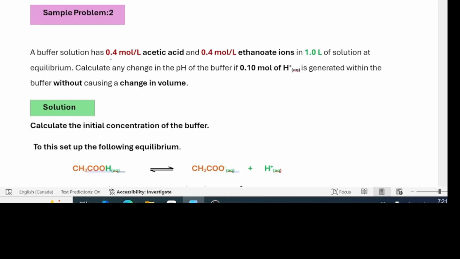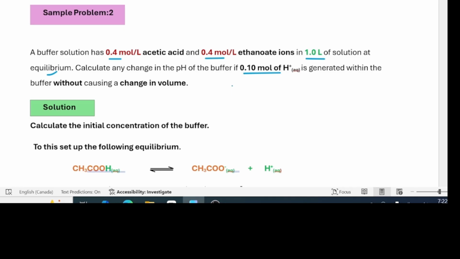So according to this problem, we have that concentration of acetic acid, the same as ethanoic acid, and that concentration of ethanoate ions in a 1 liter solution, and these are at equilibrium with each other. And you have to calculate any change in pH of the buffer if that amount of hydrogen ion is generated within the buffer without causing any change in volume.